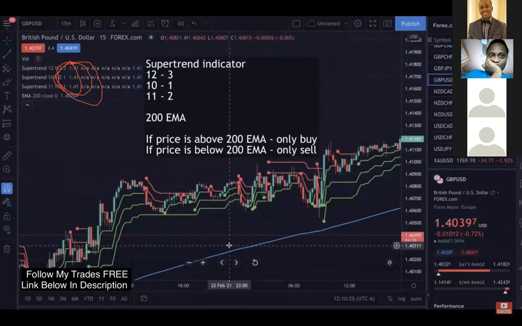See what kind of results you guys are getting. But this is an amazing strategy for scalping and for day trading Forex. Like, I love this strategy.